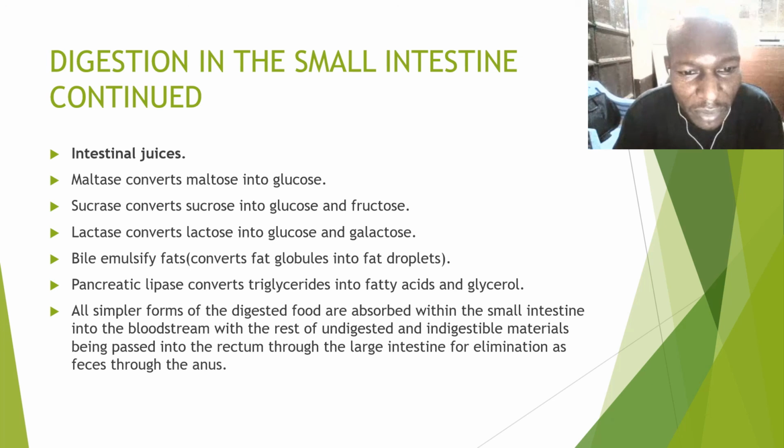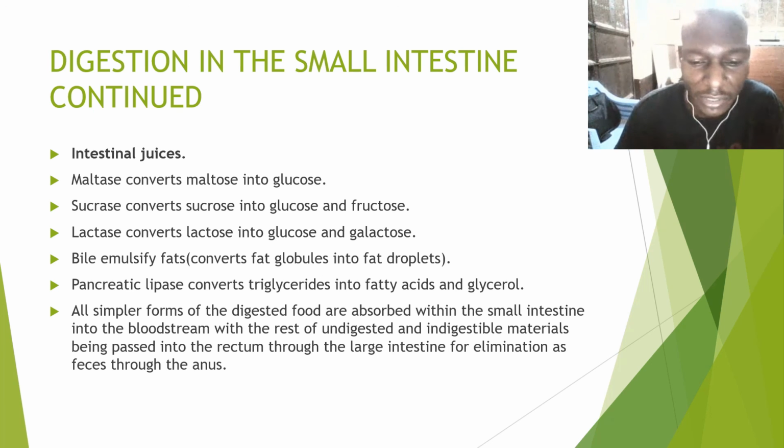All simpler forms of the digested food are absorbed within the small intestine into the bloodstream, with the rest of the undigested materials being passed into the rectum through the large intestine for elimination as feces through the anus. That marks the end of human food digestion from the mouth to the anus. That brings us to the end of the digestion process.